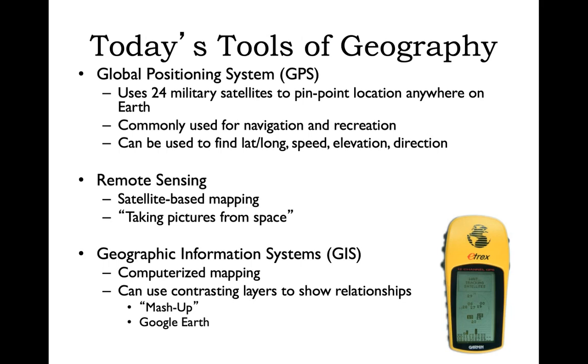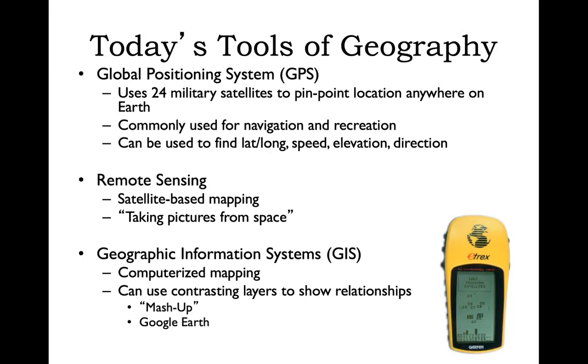Geographers also use other tools besides maps when looking at geography. Three major tools that they use are GPS, remote sensing, and GIS. GPS stands for Global Positioning System. This is where you have 24 military satellites that are used to pinpoint the location anywhere on Earth. GPS is commonly used for navigation and recreation and can be used to help find latitude, longitude, speed, elevation, and direction.